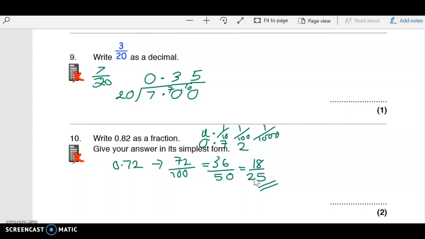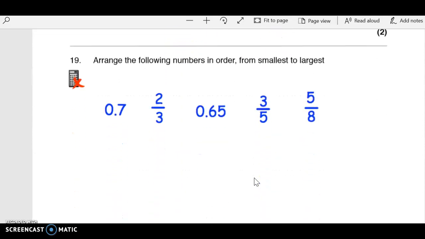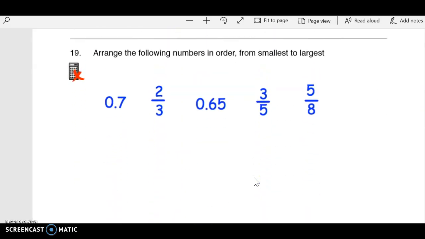Okay, so let's have a look at a bit more advanced one here, which is where you have to arrange these numbers in order of size. So to compare these, you need to convert them all into fractions or all into decimals. It is easier to go to decimals because to get these all into the same denominator to compare them would be quite difficult. So I'm going to do some division, here, here and here, to work out which ones are bigger and which ones smaller.